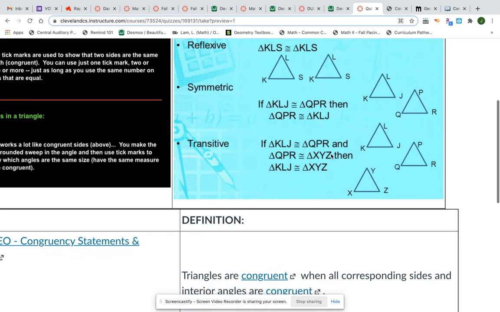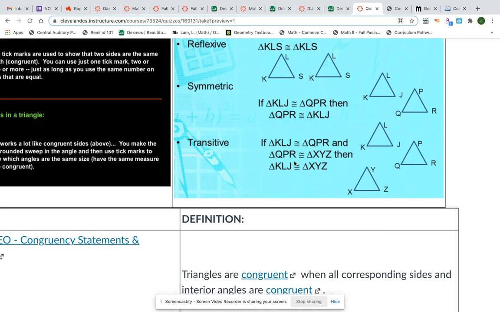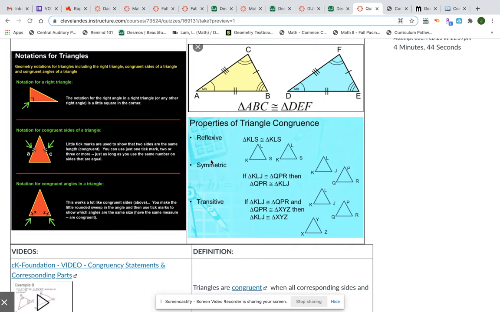Once again, these are just vocabulary words. You're going to see these being used throughout this lesson with triangles. Transitive property says if these two triangles are congruent to each other, and this second triangle is congruent to a third triangle, then the first and the third triangle have to be congruent. So if these two are congruent to each other, and these two are congruent to each other, then that means these two are congruent to each other, and that's transitive property. We'll talk more about those definitions later.